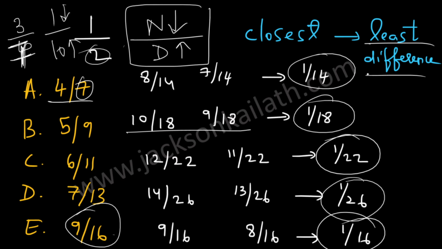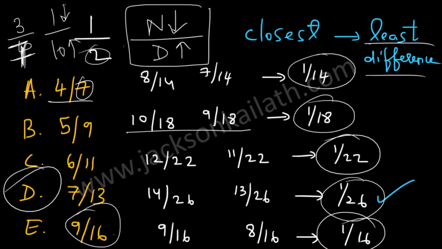Again, among these 5, the numerators are the same. So you just need to find out which has the greatest denominator. And you can see that 26 is the greatest denominator. So 1 by 26 is the lowest among these 5 fractions. And that's the answer, which is answer option D.